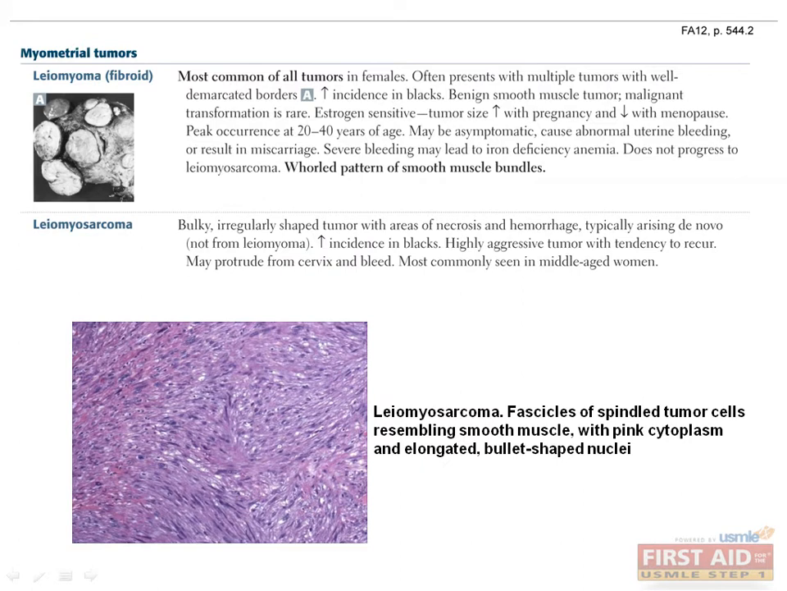As I just mentioned, uterine fibroids are benign and they do not lead to leiomyosarcomas, which are bulky, irregular-shaped malignant tumors. Notice in the image the spindle-shaped tumor cells that resemble smooth muscle but include abnormal features such as increased nuclear to cytoplasm ratio, mitotic figures, etc. Remember that leiomyosarcomas are not associated with leiomyomas and are more common in blacks and middle-aged women. These tumors are highly aggressive and often recur when removed.